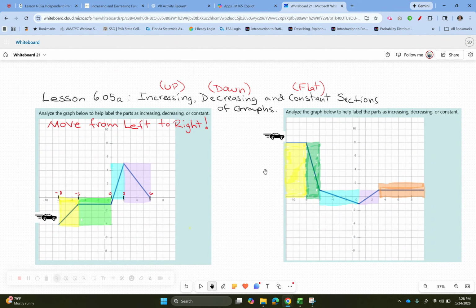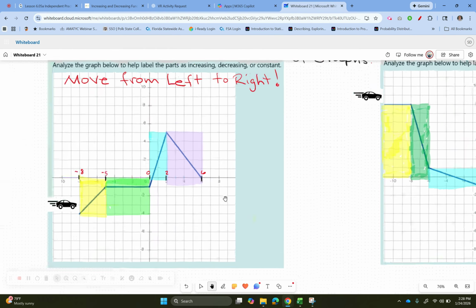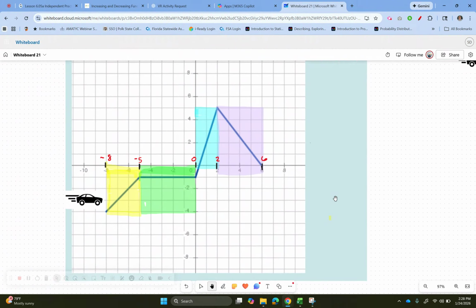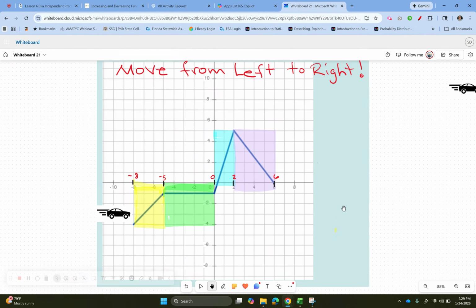In this lesson, they're going to give us a graph, and we want to identify sections of the graph that are going up, which we say is increasing, going down, which we say is decreasing, or going flat, which we say is constant. You can see in my first example here, I'm going to make it bigger so you can visualize this. Oh, you can see it better, okay?